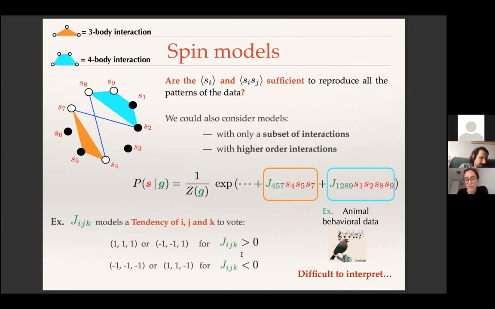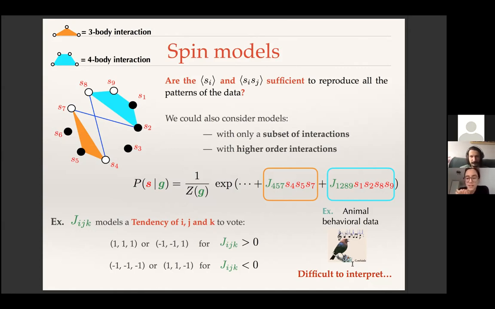And if J_ij is negative, then this model has a tendency to vote against this type of pattern. That sounds a little bit crazy, and it gets even crazier when you add higher and higher order patterns. But for example, I analyzed some behavioral data from songbirds. I had the data of the songs of all the birds over the course of a season. From those data, you can binarize the data and then, in each bin, ask: is a bird singing or not? And then you can look for relevant patterns in this type of data set.